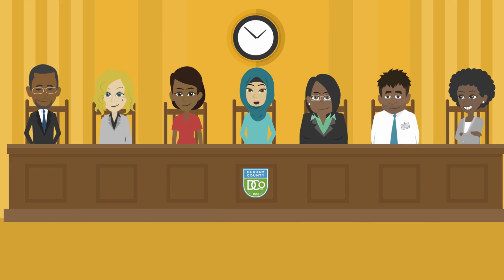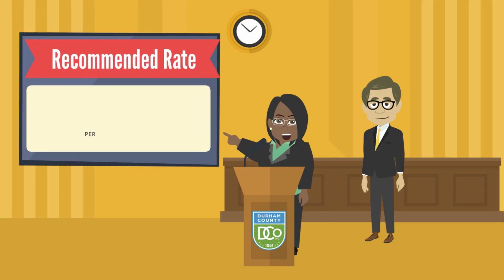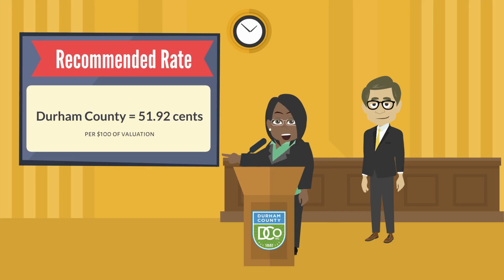The revenue-neutral rate is a recalibration of the property tax rate significantly downward to bring in approximately the same amount of property tax revenue as in the year prior. For Durham County, the revenue-neutral rate is 51.92 cents per $100 of valuation. For the City of Durham, the revenue-neutral rate is 38.23 cents per $100 of valuation.